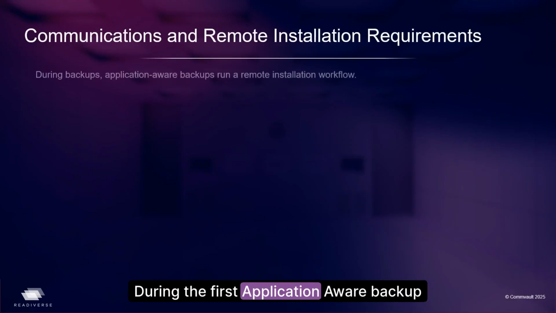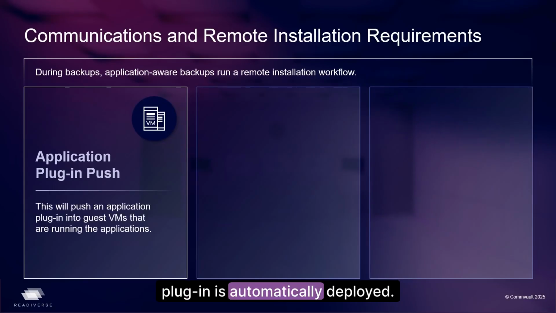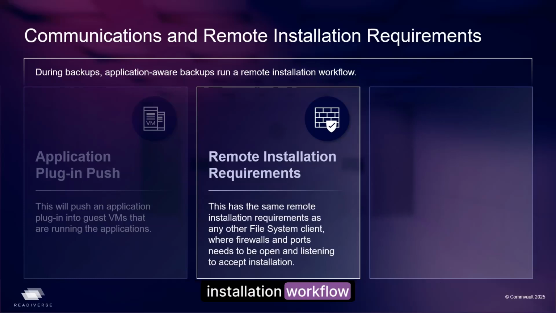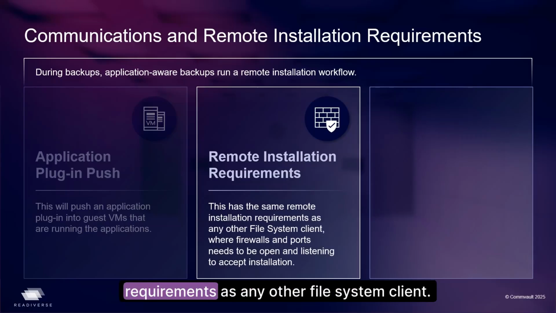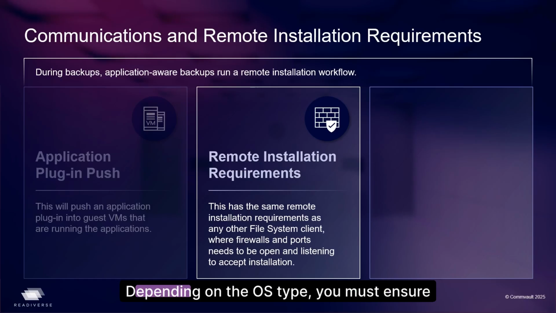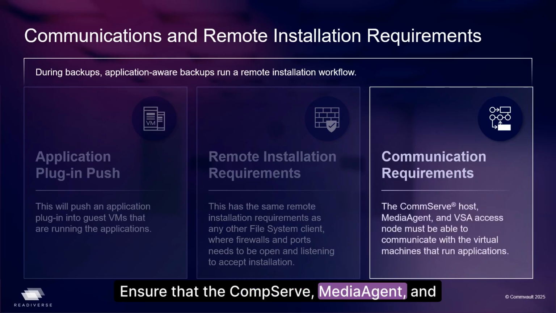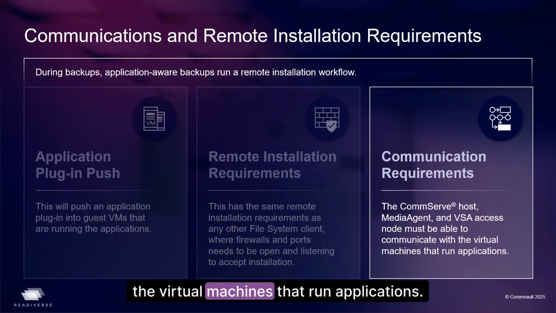During the first application-aware backup that runs per virtual machine, an application plugin is automatically deployed. This is performed using an automated remote installation workflow against the virtual machines that are part of the VM group's content. This has the same remote installation requirements as any other file system client. Depending on the OS type, you must ensure that the required firewalls and ports are open and listening to accept the installation. Ensure that the CommServe, Media Agent, and VSA Access node are able to communicate with the virtual machines that run applications.